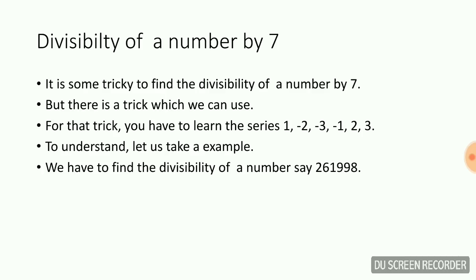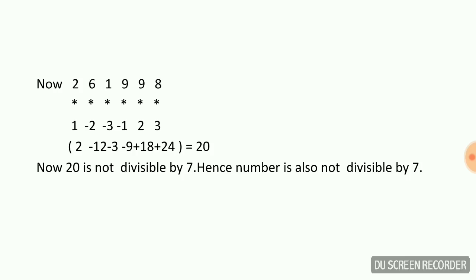From the second digit, that is from the second one, you have to put a minus sign till the second one, that is 1 minus 2 minus 3 minus 1 2 3. Now to understand how to use that series to find the divisibility, let us take an example. Let us find the divisibility of the number 261998 by 7. Write 261998, your number. Below your number, write that series 1 minus 2 minus 3 minus 1 2 3.